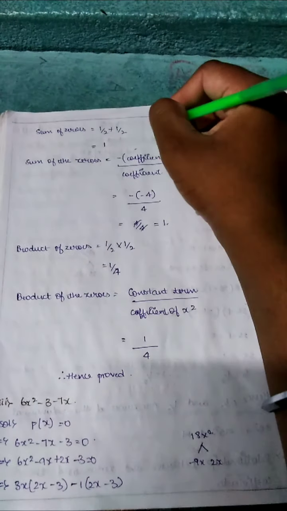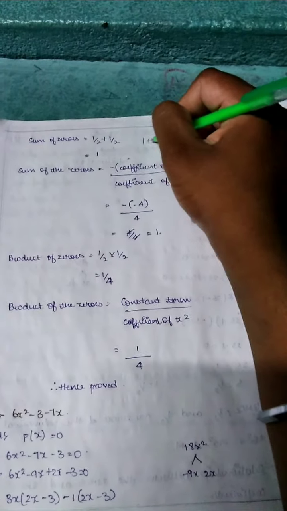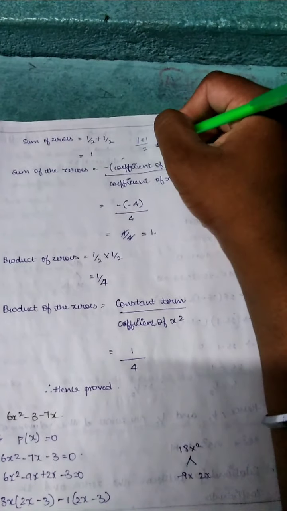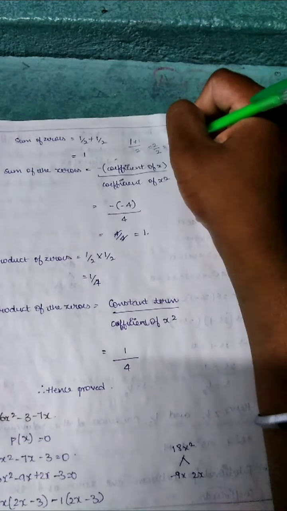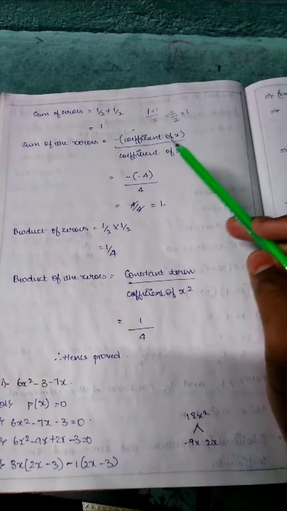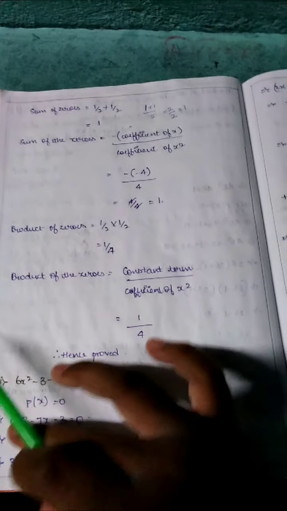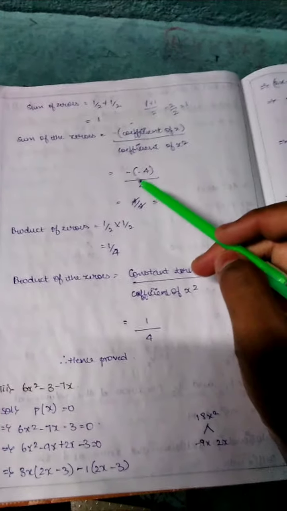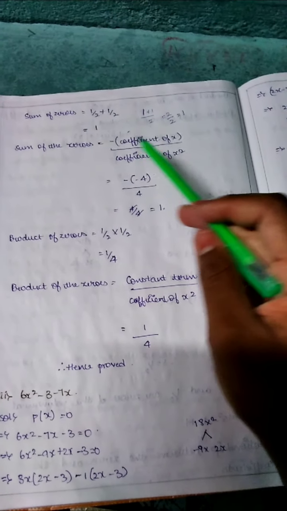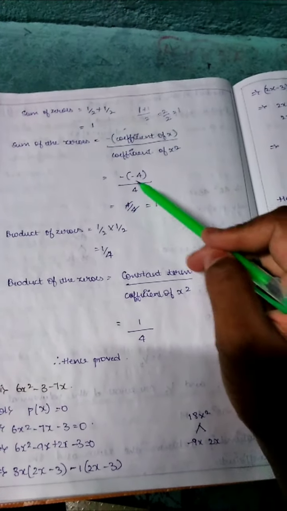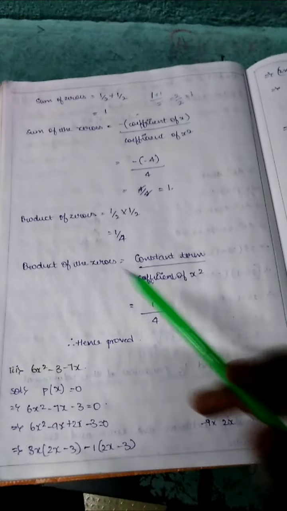How? 1 by 2 plus 1 by 2 are like fractions, so we can write 2 by 2, which is equals to 1. So from this we will get 1. So sum of the zeros, by formula, is minus coefficient of x by coefficient of x square. Minus coefficient of x means here minus coefficient of s, that is minus of minus 4, so minus into minus is plus, divided by coefficient of x square, which is also 4. So 4 by 4 means 1 is the answer.